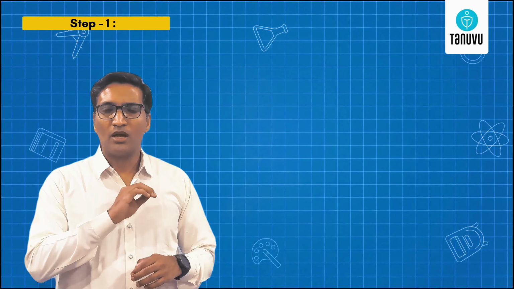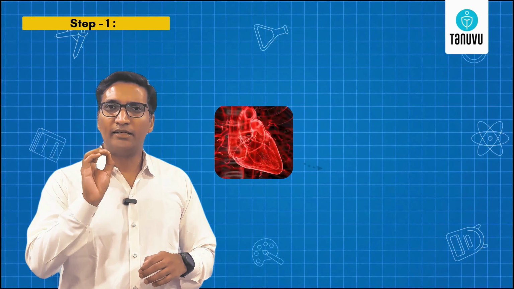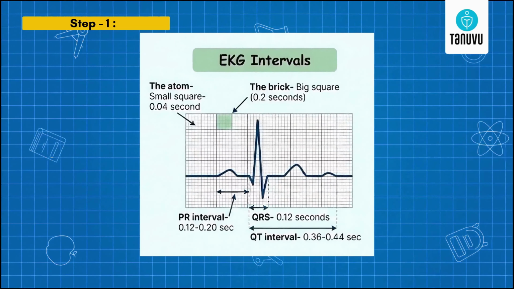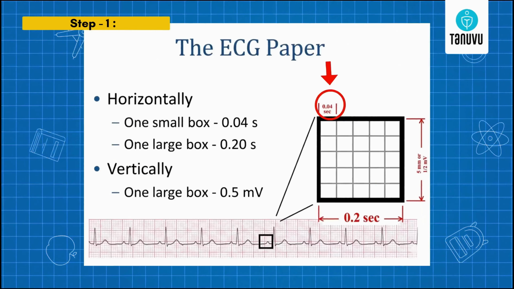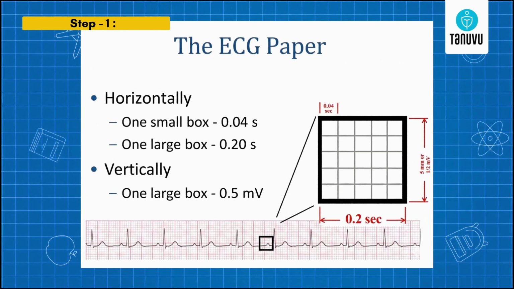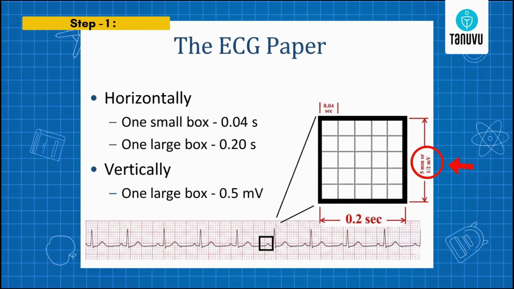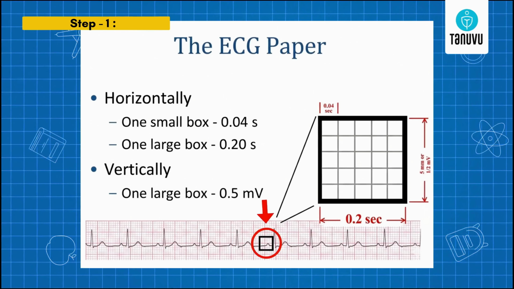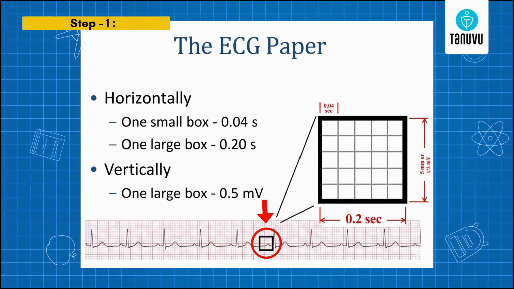Step 1 is to understand the mystics of the ECG graph: how the graph turns heart's electrical activity into readable lines. The ECG graph has tiny boxes called atoms. Each atom represents 0.04 seconds in the horizontal plane and 0.1 millivolts in the vertical plane. 5 of these boxes together form what is called a brick, which represents 0.2 seconds. This happens because the ECG runs at a speed of 25 millimeters per second.